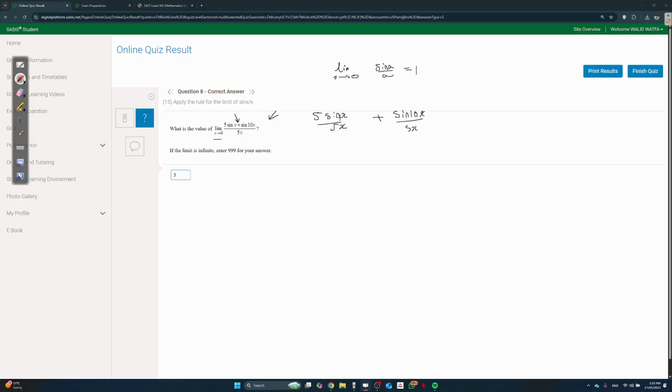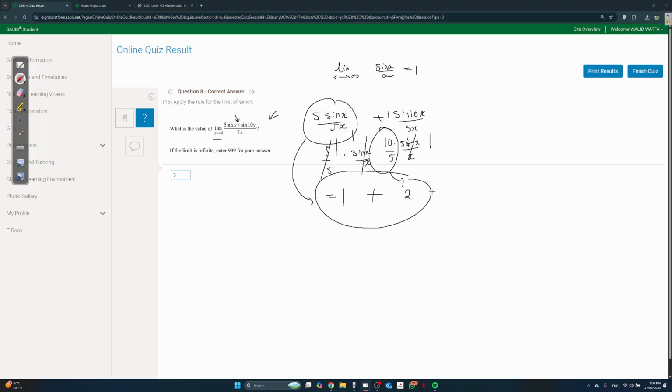Okay, so 5 sine x over 5x. This is sine x over x, right? We can write it as 5 over 5 times sine x over x. We know that this cancels to get 1. So 5 over 5, which is also 1, times 1, which is 1. So the limit of this is 1. Okay, sine 10x over 5x. You have a 1 here. So 1 times 10 divided by 5, which is 2. Again, we can write it as 10 over 5 times the limit of sine x over x. We know this cancels to get 1. So 10 over 5 is 2. So 1 plus 2, which is 3.